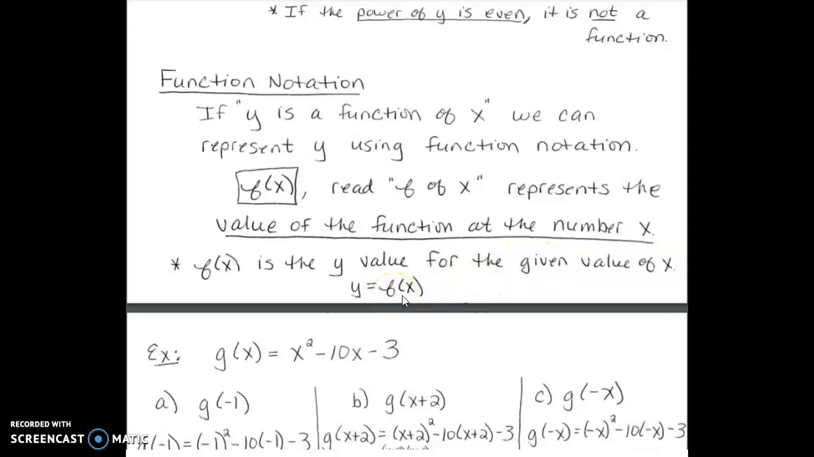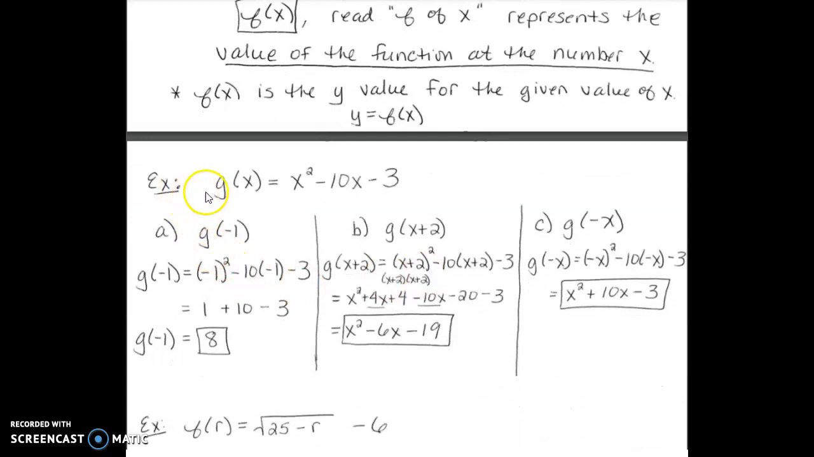So this is the notation we're going to see. It does not always have to use the letter f. You can use any letter of the alphabet, g, h, whatever. And then the input value is typically x, but again, that could be another letter.